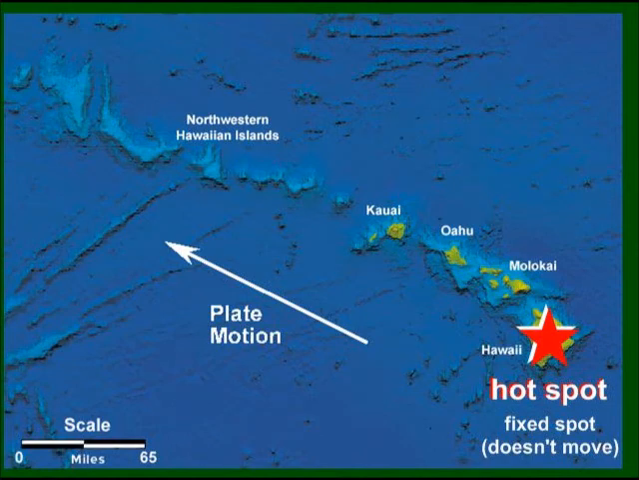Hawaii is an example of an island arc caused by volcanoes. And you can see where as the plate moves, in this case, in a northwestern direction, the hot spot stays put, and so we have these older volcanoes further away from the hot spot, and the newest volcanoes are the ones that are closest to the hot spot.